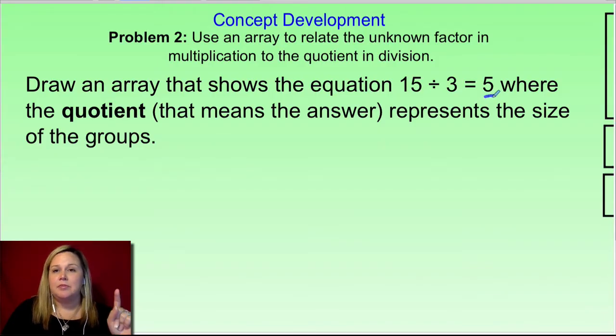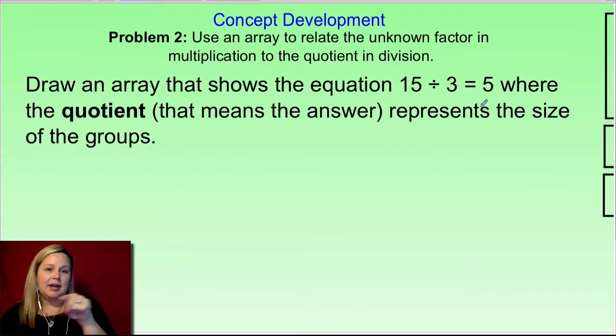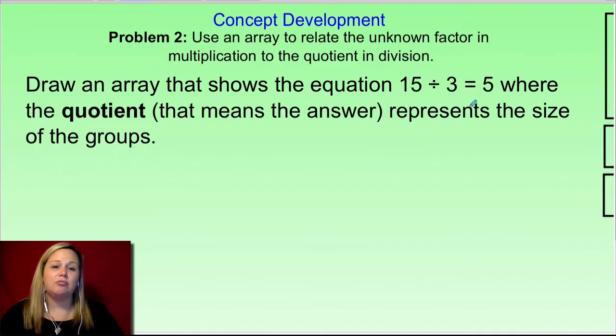So remember, your groups go side to side. Okay, how many groups you have? So 1 group, 2 groups, 3 groups. But how many dots or circles or triangles or squares or whatever you have in each row represents the size of your group. Okay, so go ahead and take a minute to try and draw this array that represents 15 divided by 3 equals 5, where 5, the quotient, is the size of the group. So pause the video, try and draw that array, and then we'll come back and see if our arrays match each other.